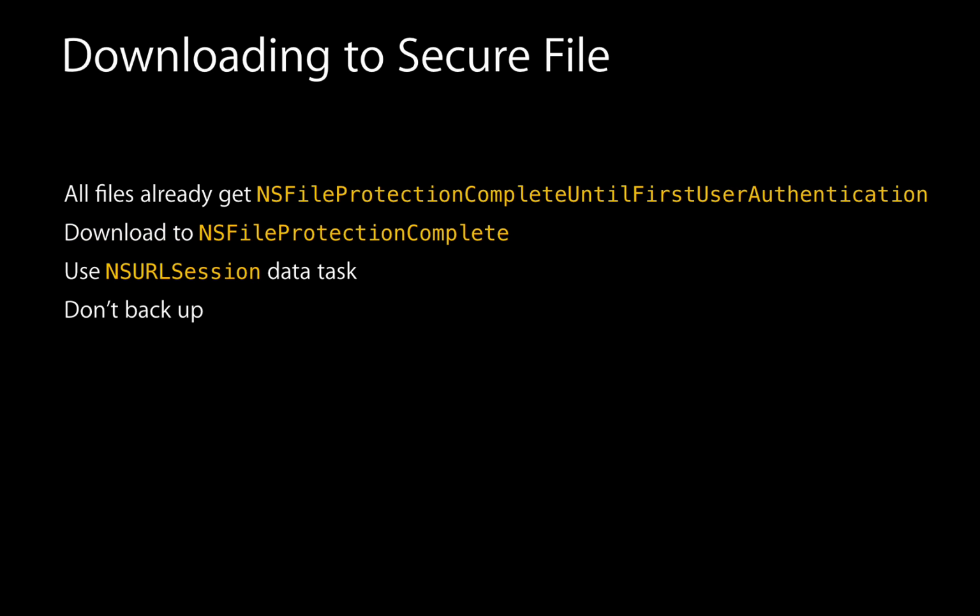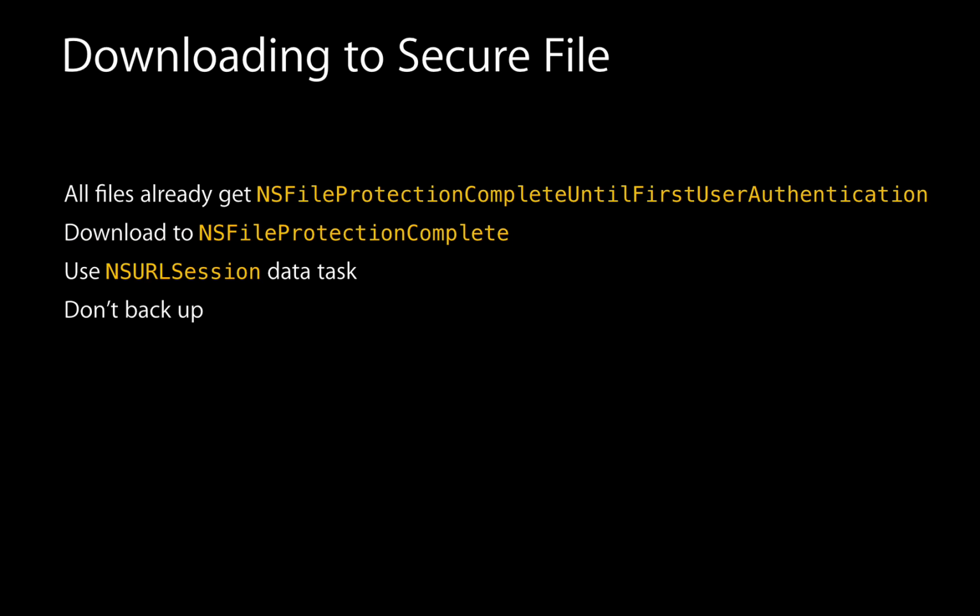Okay. Here's something that we've gotten asked several times. How do I download files securely all the way from my server down to the flash on iOS? As you may or may not know, all files that you create from your app already get this protection level: file protection complete until first user authentication. Just to recap, this means that the file is encrypted, unreadable after you restart your iOS device. Once you enter your passcode, the file is readable, and it remains readable across device locks until you restart the device again.